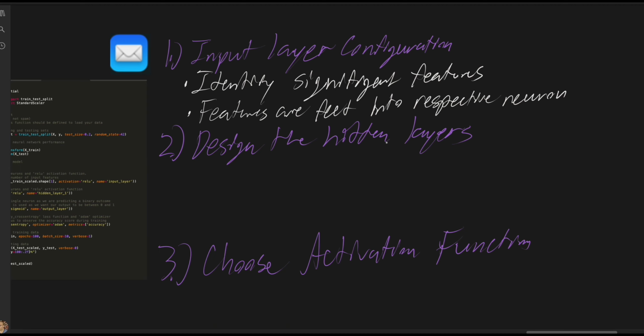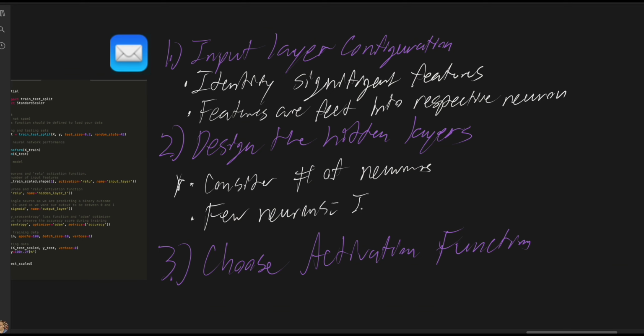The second part: next we need to configure the hidden layers. The number of layers and neurons per layer require careful consideration, as this architecture will capture the complexity of our problem. We must strike a balance where too few neurons may not capture the nuance of the spam, while too many neurons may lead to overfitting. So we need to consider the number of neurons; too few neurons are inaccurate.